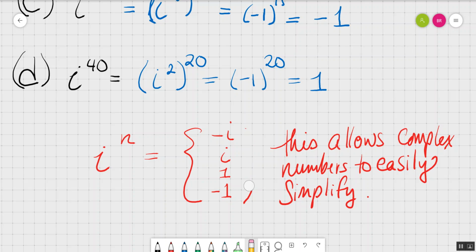So hopefully you think about this as you're working through your homework this week. The one thing I would be cautionary about with this is if you do i to a power and you don't get one of these four, you have messed up somewhere. So it's just a nice little thing to know about i, so that when you're working with it, you don't have anything crazy happen.